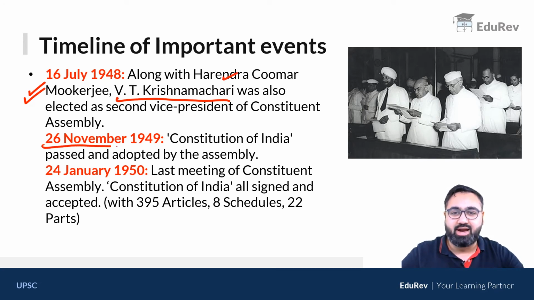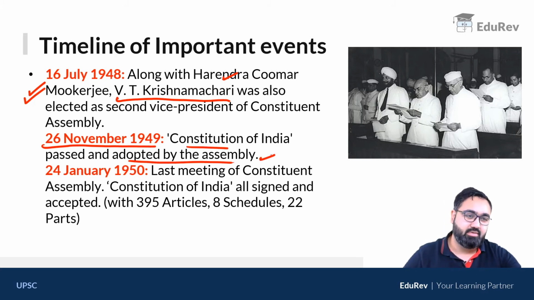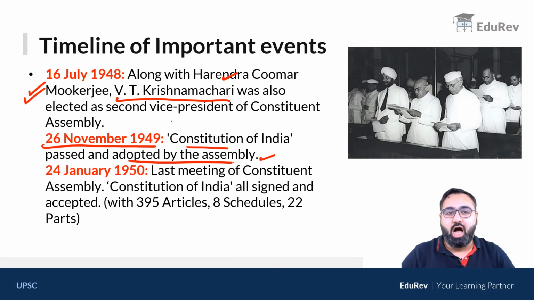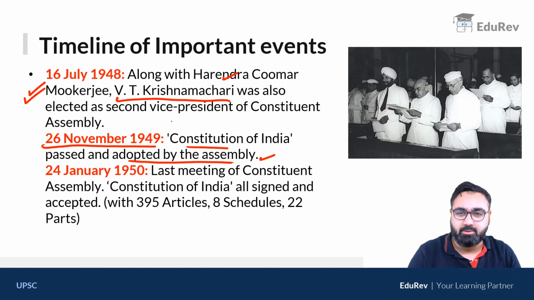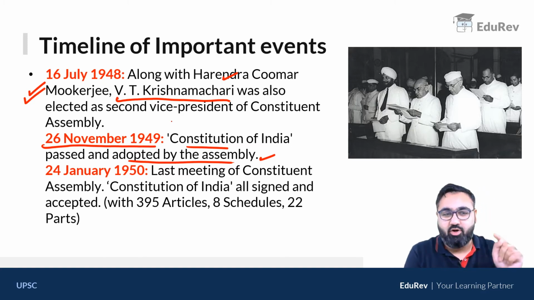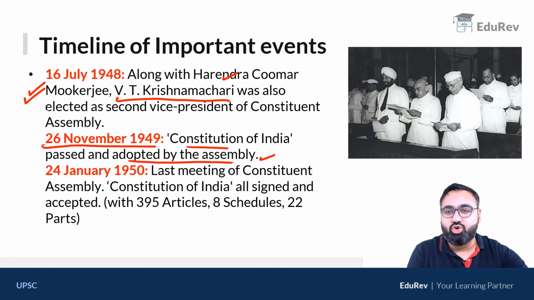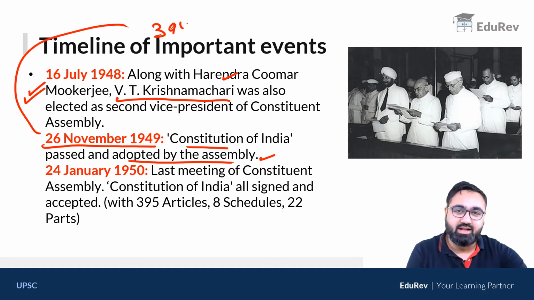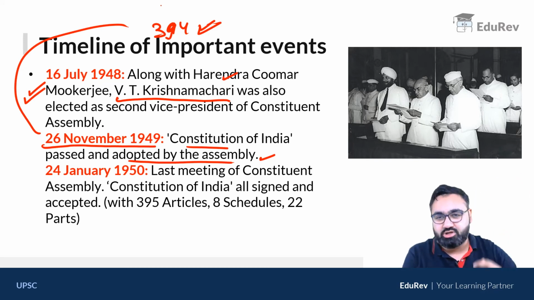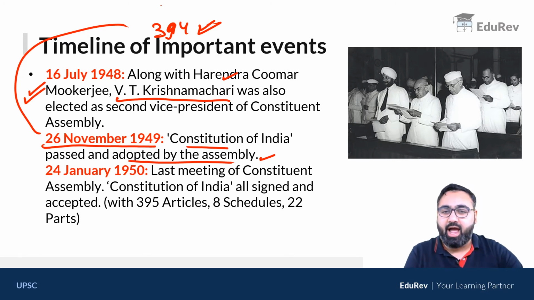On 26th of November 1949, the Constitution of India was finally passed and adopted by the assembly. I discussed with you earlier also how some parts of the Constitution, some very few articles of the Constitution came into force on 26 November itself. The list of those articles is itself given in Article 394. Remember, our original Constitution that was made had a total of 395 articles, 8 schedules and 22 parts in which it was divided.